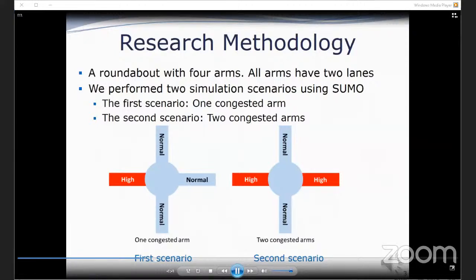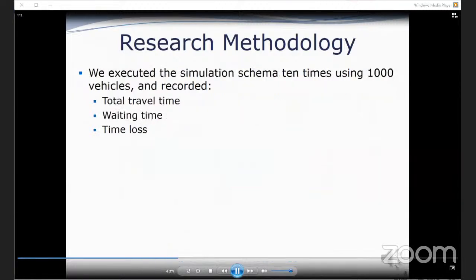In the first scenario, the right arm has 40% of the traffic, while the other 60% of the traffic is equally distributed across the 3 other arms. In the second scenario, 60% of the traffic is distributed equally on the left and right arms, while the remaining 40% is distributed evenly on the top and the bottom arms. To define these scenarios in Sumo, we used the file randomtrips.py, which is provided by the Sumo installation.